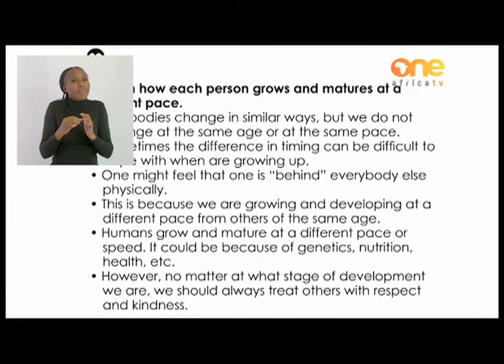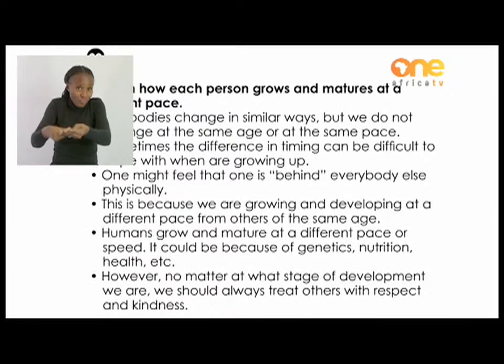Humans grow and mature at a different pace or speed. We have just explained that. And it could be because of different reasons. Now we have to understand why someone grows faster or why someone grows more slowly than anybody else. Why some teachers who are the same age as other teachers look younger than the other teachers. These can be some of the reasons. It can be the genetics. This is something that we are born with.